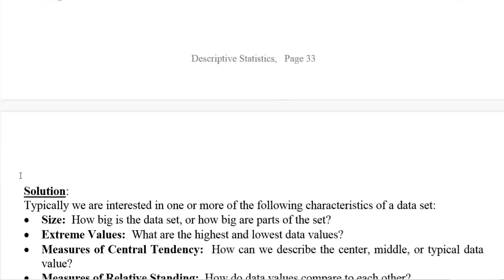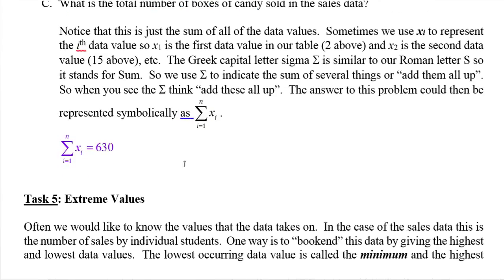And so a shorthand for adding them all up is this capital Greek letter sigma. The Greek letter sigma is like a Roman letter S standing for sum. So this is the summation, or just summing them up, adding them up.